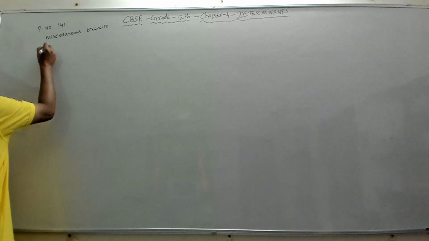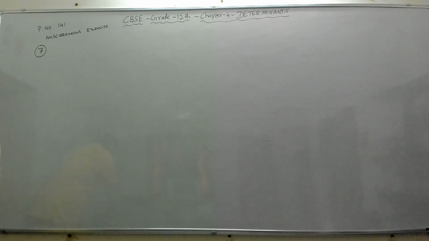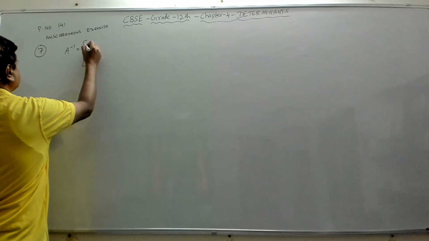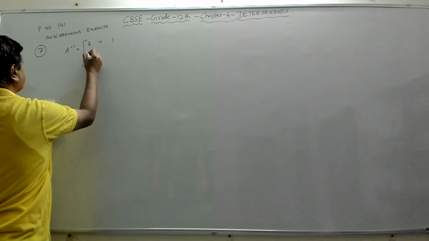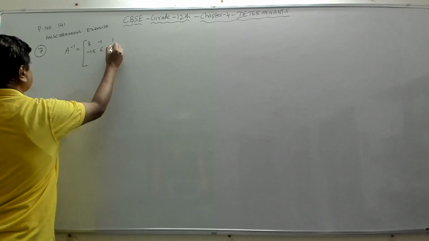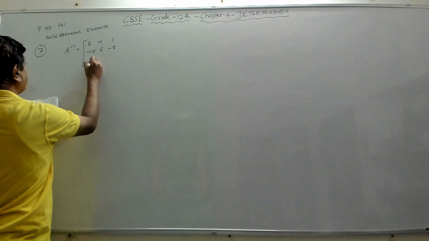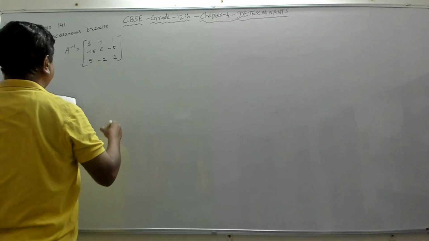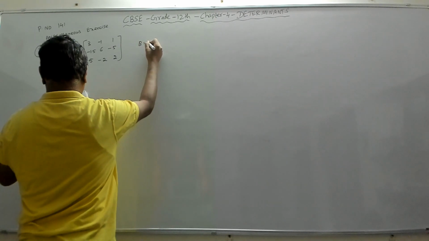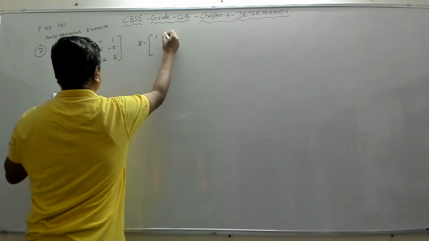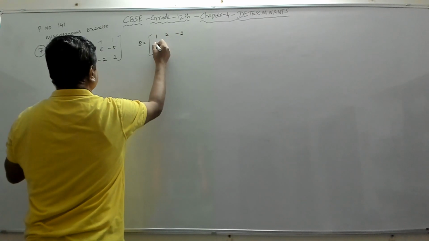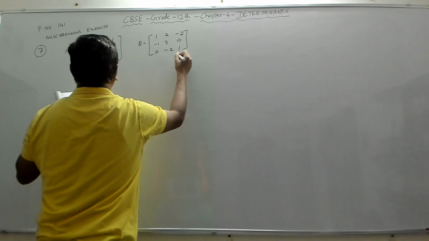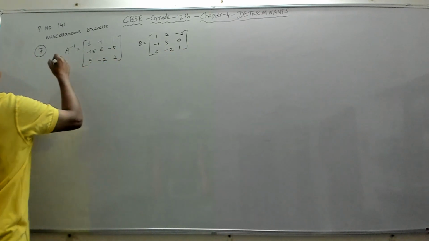Okay, so the seventh problem. What is given? A inverse is given. A inverse is equal to 3, minus 1, 1, minus 15, 6, minus 5, 5, minus 2, 2. Then the B matrix is given. B is 1, 2, minus 2, minus 1, 3, 0, 0, minus 2, 1. So this is given.